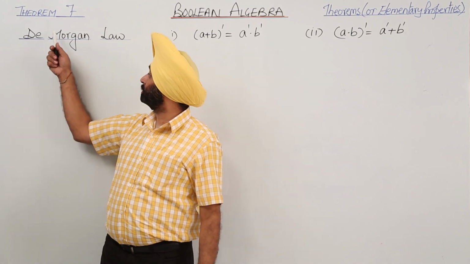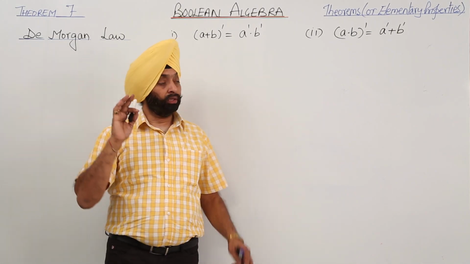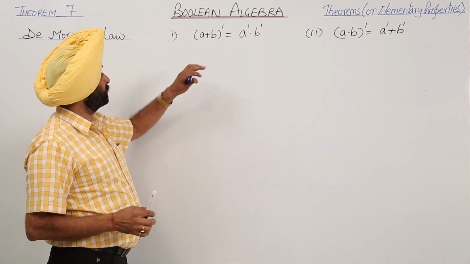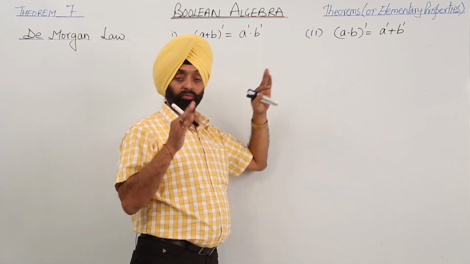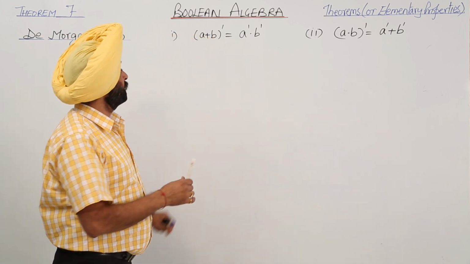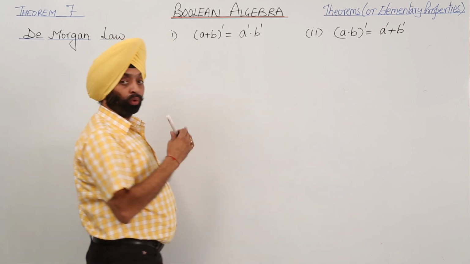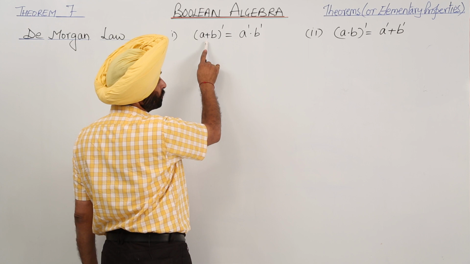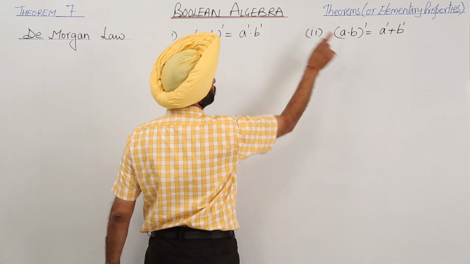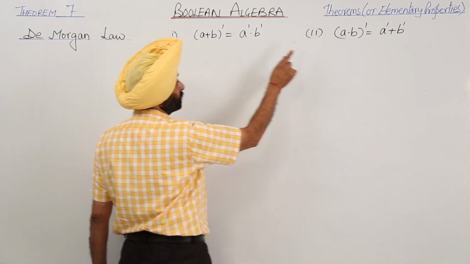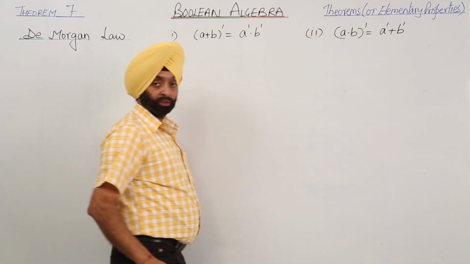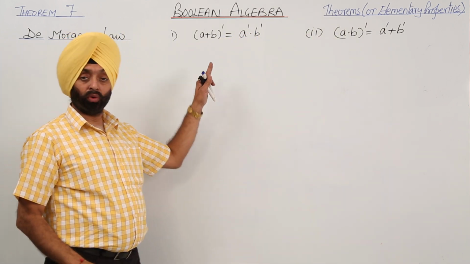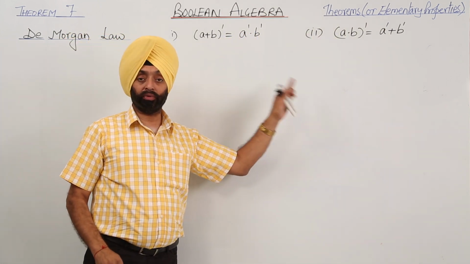Now theorem 7 is De Morgan's law. Now we are having two De Morgan's laws here, this one and this one. If you see clearly, both are duals of each other. If in place of this plus we put dot, then we get this thing, and in place of this dot, if we put plus, then we get this thing. So the second is the dual of the first, or the first is the dual of the second.